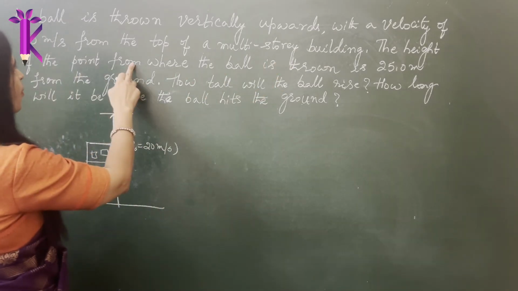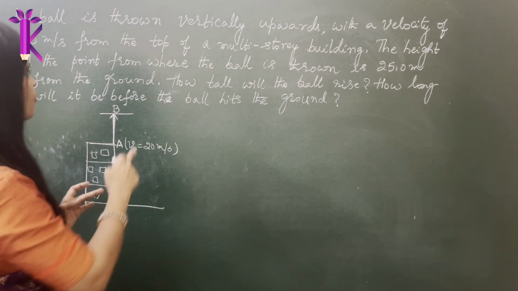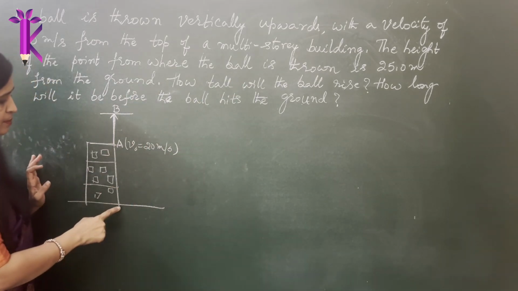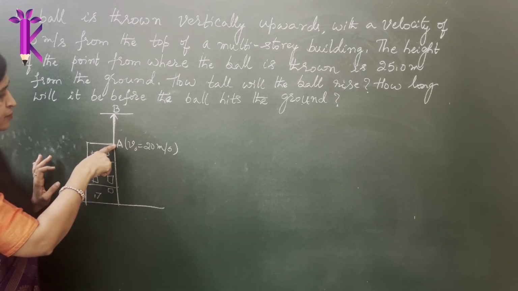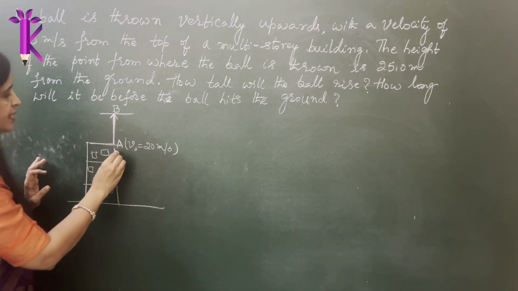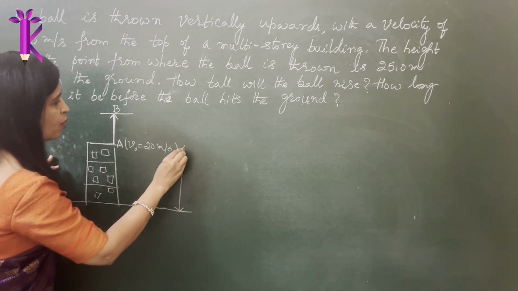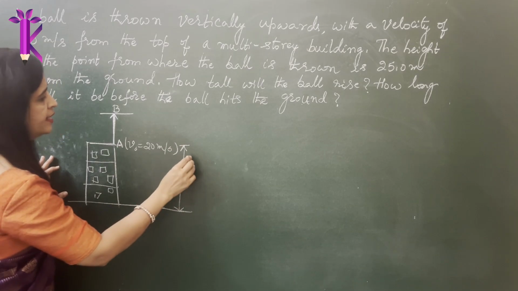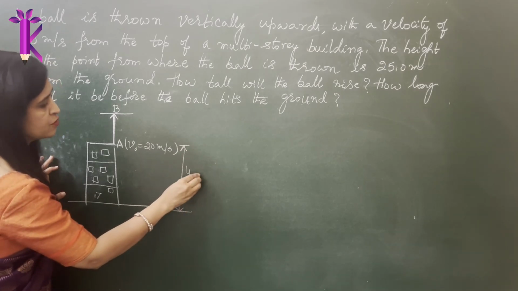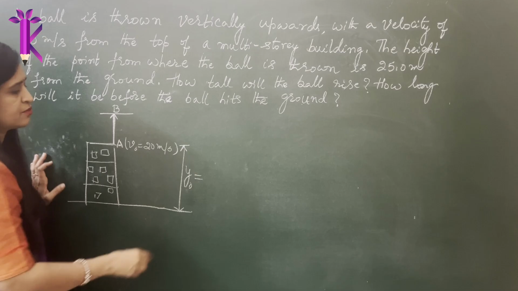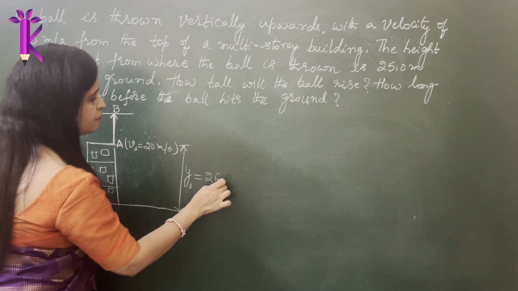The height of the point from where the ball is thrown is 25.0 meter from the ground. That means the height of the building. From the ground to where you projected it, you are standing on top of the building. So this height, the height of the building from the ground, is what they are referring to at point A. Let me call that building height y0, the initial height. It is 25 meters.